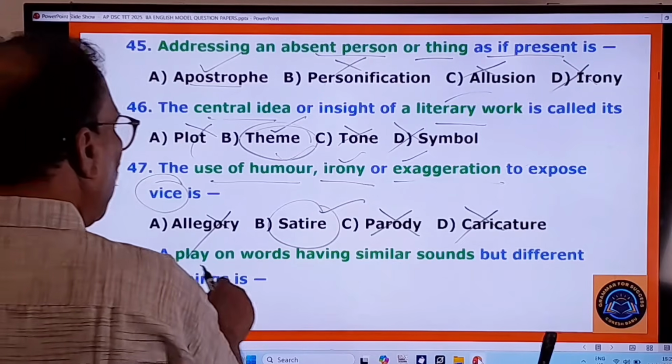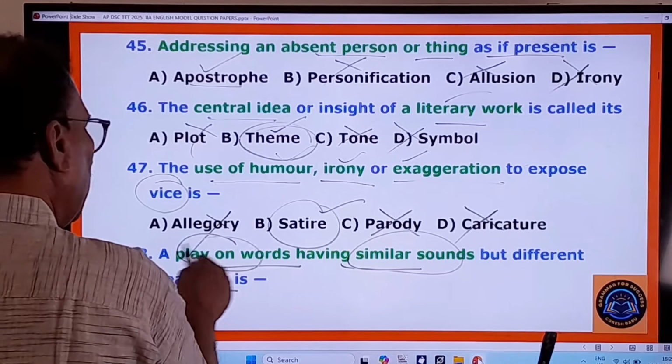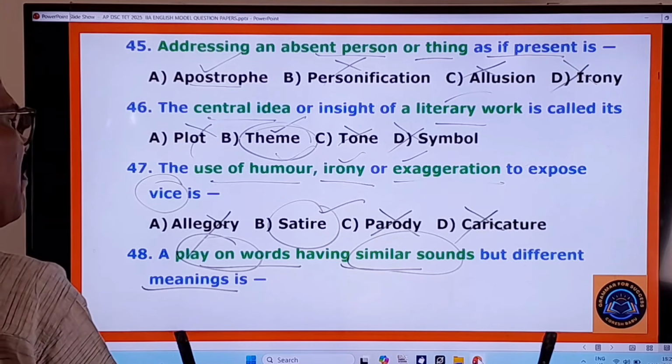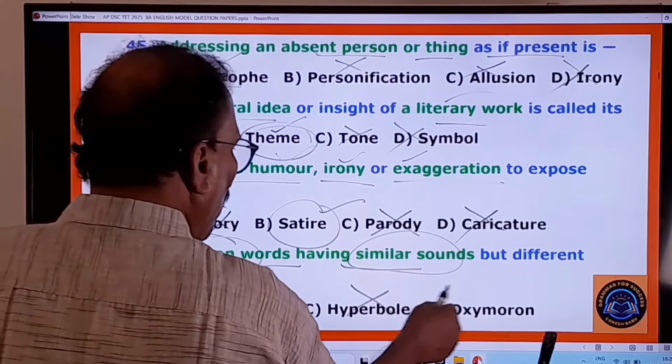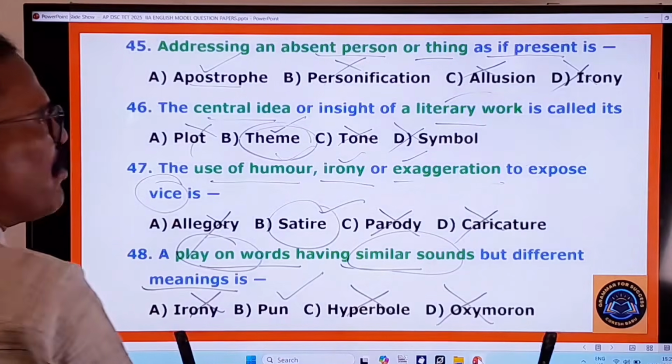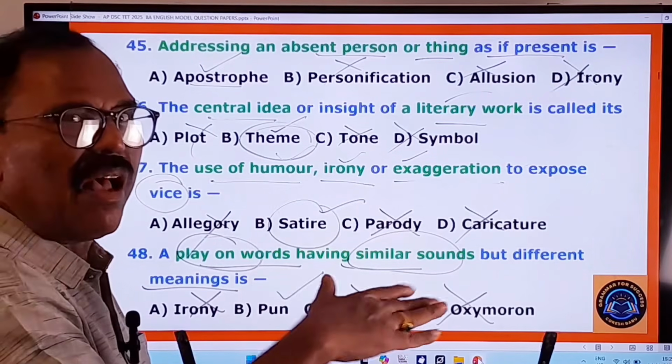A play on words having similar sounds but different meanings is called. So what is that play on words having similar sounds called? Here you pay attention. Irony, no. Hyperbole, no. Oxymoron, no. But pun, you know very well, pun. I saw a saw. Such a saw I never saw.